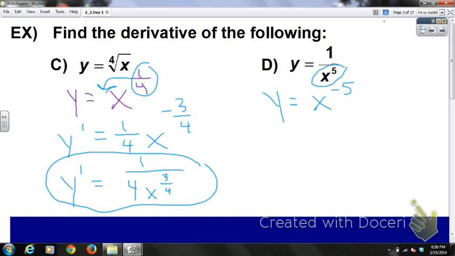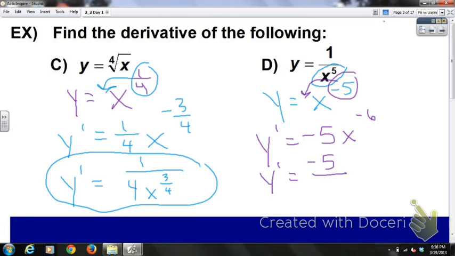According to the power rule, take our exponent and move it out front, so y prime is equal to negative 5 times x to the, be careful with these negative exponents, if we have negative 5 minus 1, we're going to have negative 6. That's our exponent. Again, we don't like negative exponents, so let's move it into the denominator. Y prime is equal to negative 5 over x to the sixth.